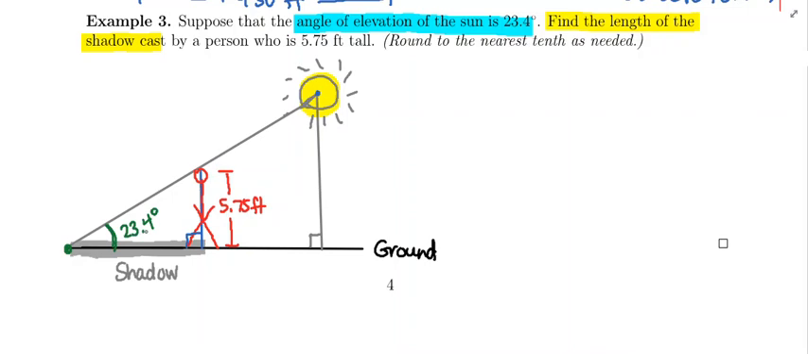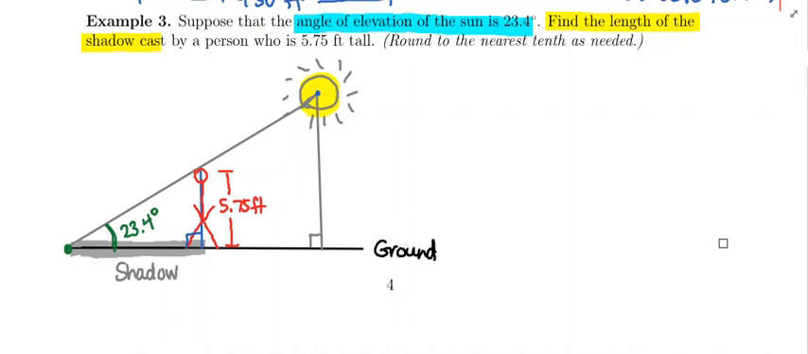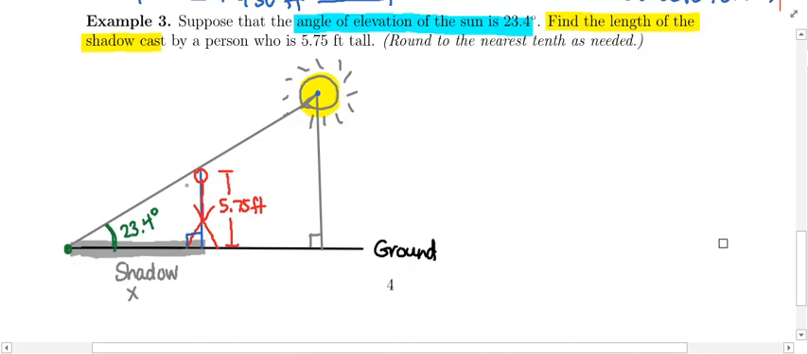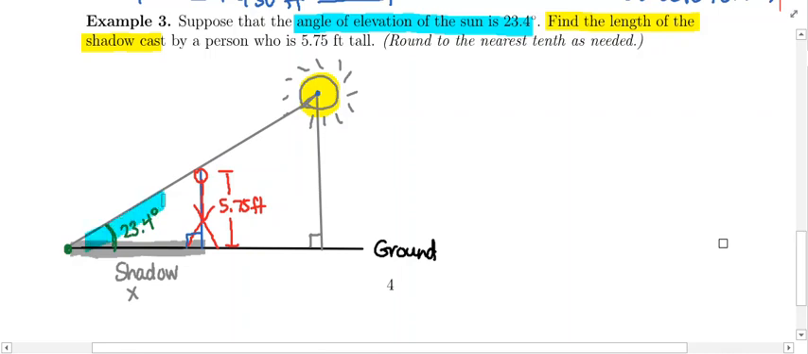All right, so we've basically got everything labeled here. We've got our angle, you see the shadow, we know the height of the person, so we can get going. We are solving for the length of the shadow. I'm going to go ahead and call that x. That is going to be our variable. So we need to use one of our right triangles because we have two here. We are going to use the smaller right triangle because it contains the shadow. So we're going to focus in on this blue right triangle.